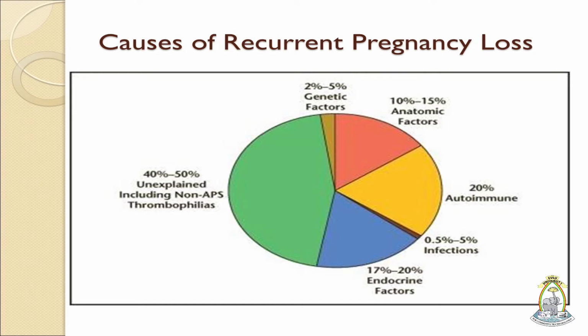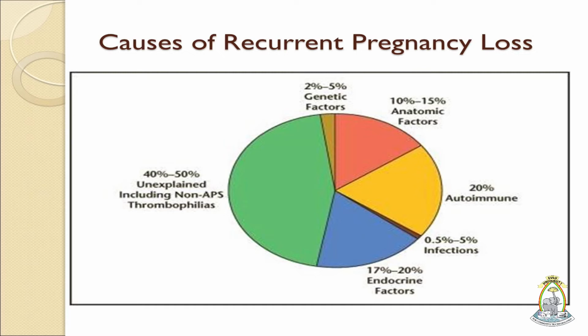This pie chart tells us the distribution of causes of recurrent pregnancy losses. And this will also help direct us in what we can do when investigating a patient with recurrent pregnancy losses. You realize that up to 50% of these pregnancy losses have unexplained causes. So much as you try to look for a cause, at the back of your mind, just know that in up to 50% of recurrent pregnancy losses, you may not find a cause.